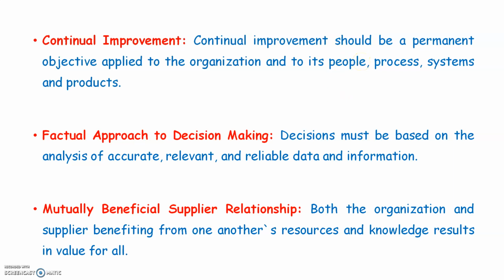Continual improvement. Continual improvement should be a permanent objective applied to the organization and to its people, process, systems, and products. Factual approach to decision making. Decisions must be based on the analysis of accurate, relevant, and reliable data and information. So while taking decisions, you have to study the present market scenario, whether the product you are going to manufacture is relevant in the current scenario. Okay. So it's based on the practical side that you have to take the decisions.